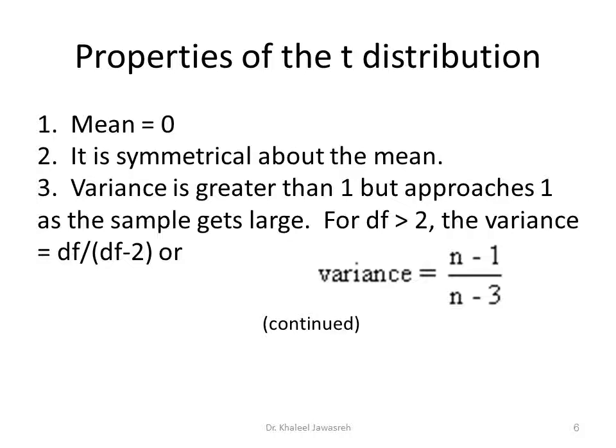Now, if you see from the third property right here of the T distribution, it is greater than 1 usually, but if the sample size is very large, it approaches 1. For degrees of freedom more than 2, the variance equals degrees of freedom over degrees of freedom minus 2, or the variance is n minus 1 over n minus 3. This is the main idea behind the degrees of freedom.